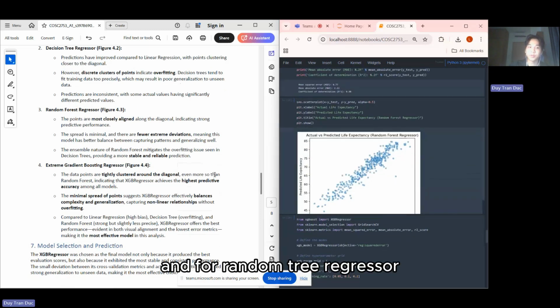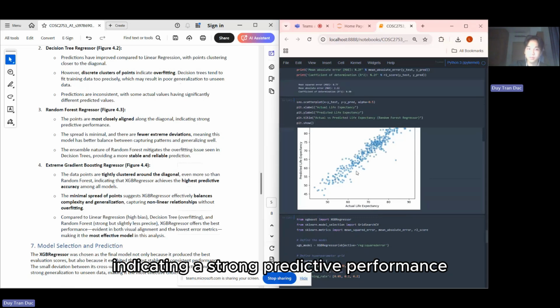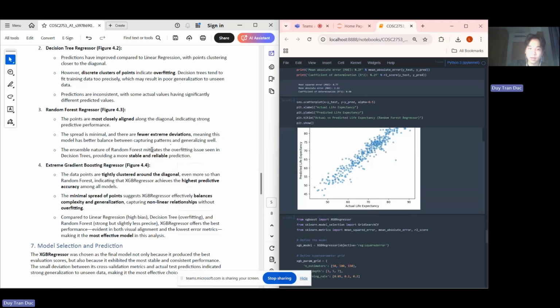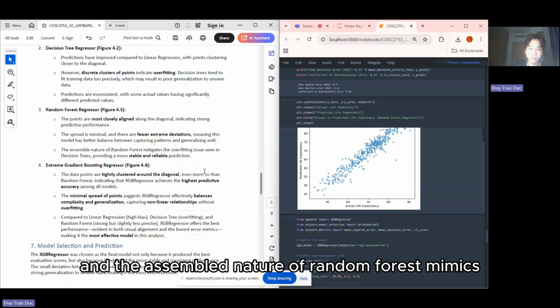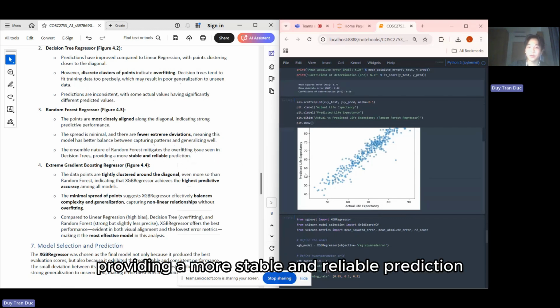And for the random forest regressor, the points are now mostly aligned along the diagonal, indicating a strong predictive performance, and the spread is minimized. And there are fewer extreme deviations, meaning this model has a better balance between capturing patterns and generalizing well. And the ensemble nature of random forest mitigates the overfitting issue seen in decision tree, providing a more stable and reliable prediction.